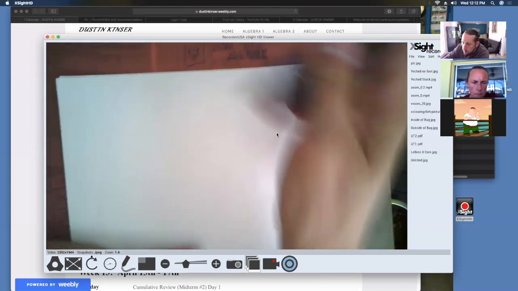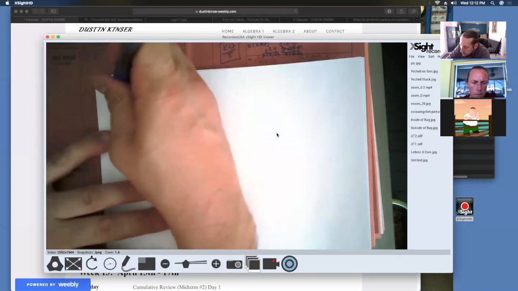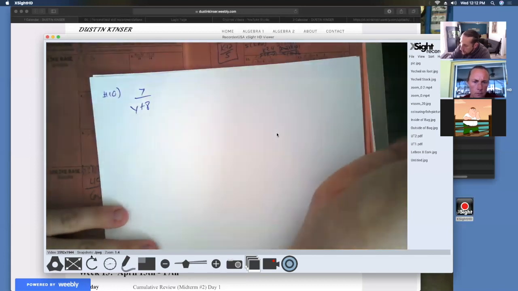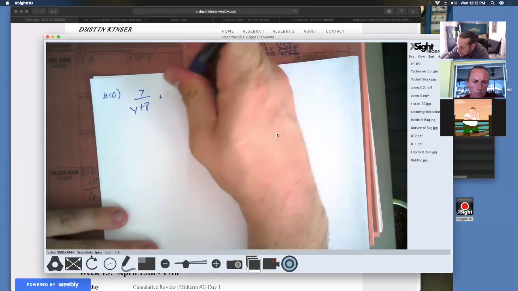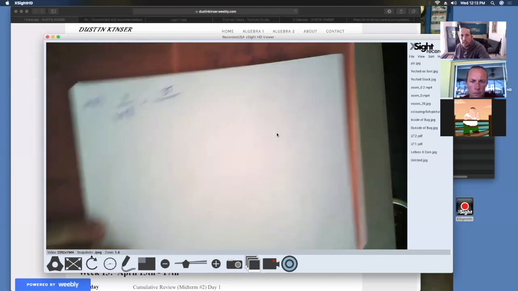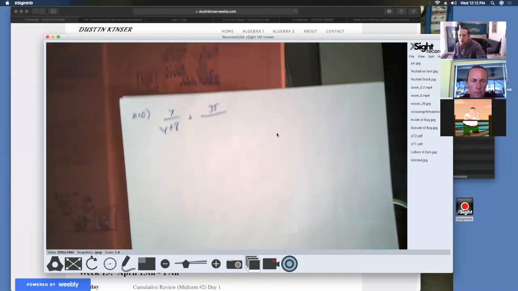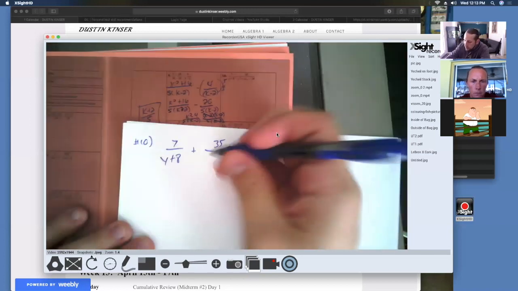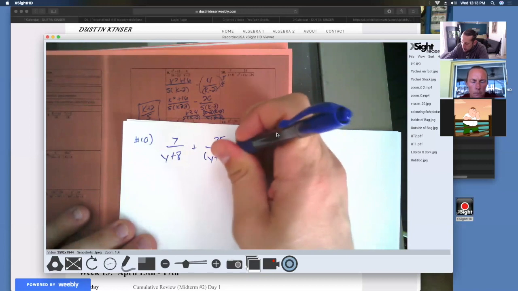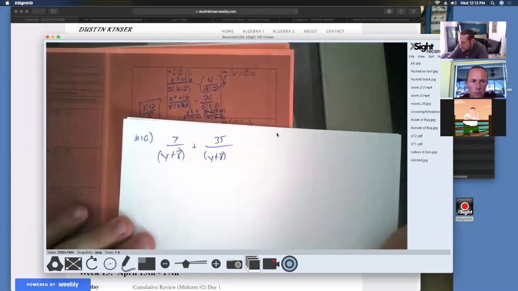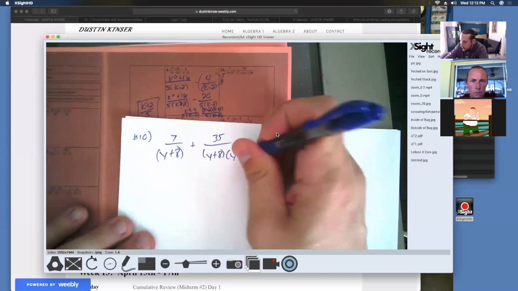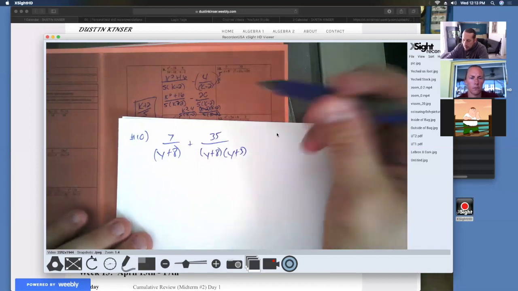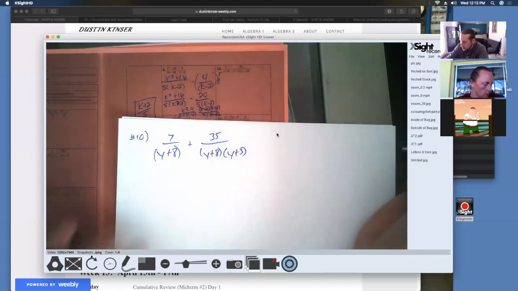So for number 10, I have 7 over y plus 8, plus 5 over something. Knowing what we know with these problems, this should have a y plus 8, just so you have one like term. If you look at that, you can see the other one is going to be y plus 3. And remember, if you can't factor that or are having issues, just use the snowflake method and it'll work out.